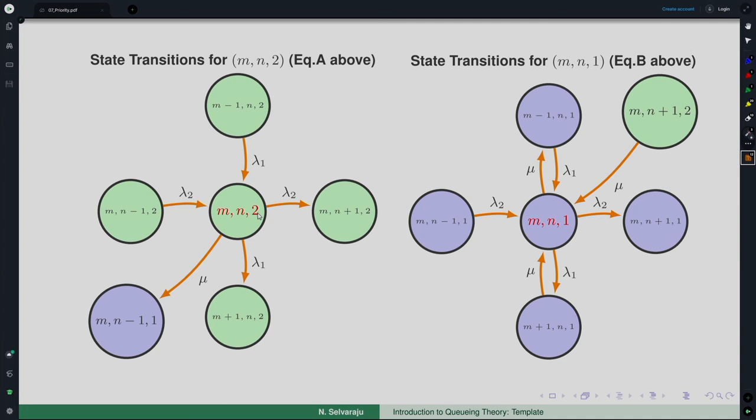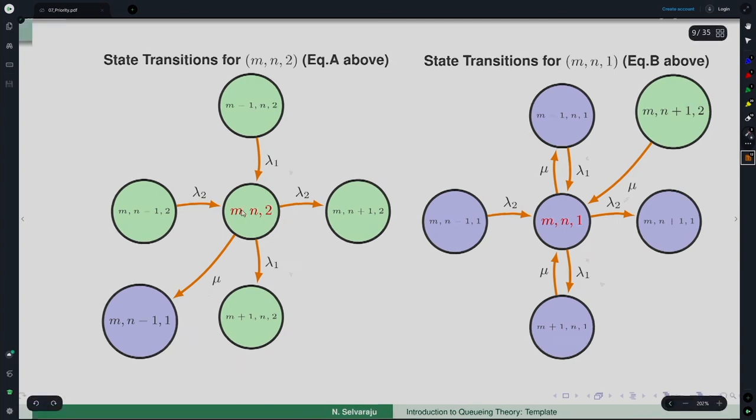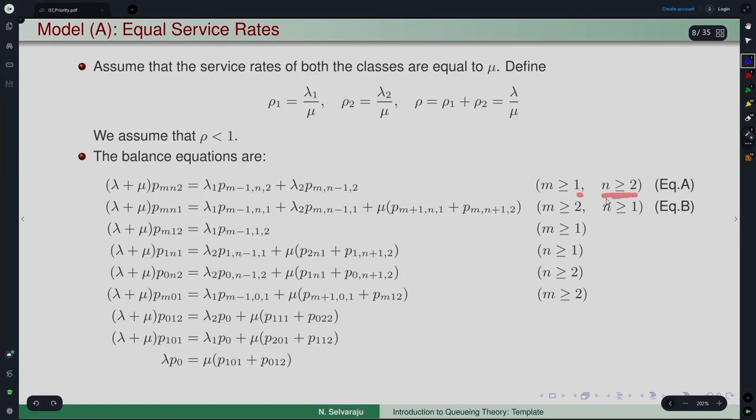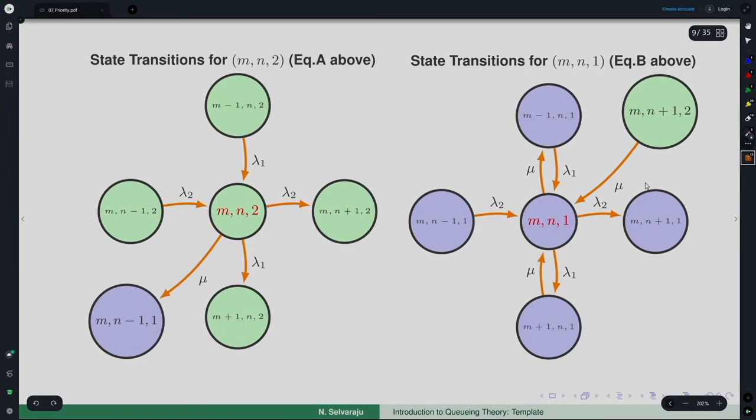Now, what might have come? Remember this m and n, the condition under which m is at least 1, n is at least 2, is what we are writing generically. Now, what can happen while it is in this particular state? An arrival can happen which is of priority 1, an arrival can happen which is of priority 2, or the customer currently undergoing service is of priority 2, so service completion can happen. These are the three possibilities.